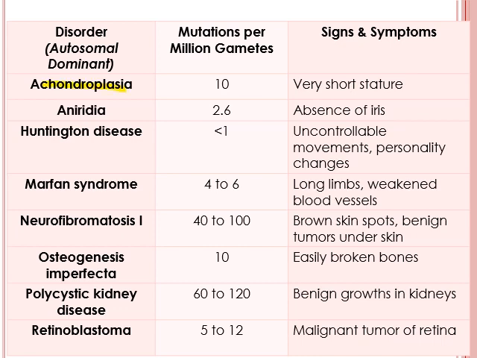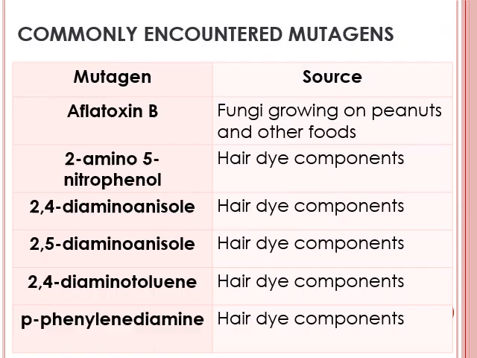Achondroplasia, mutations per million gametes, we have 10, causing very short stature. Aniridia 2.6, absence of iris. Huntington disease less than 1. Marfan syndrome is 4 to 6. Neurofibromatosis 40 to 100. Osteogenesis imperfecta 10, where bones can be easily broken. Polycystic kidney disease 60 to 120, benign growths in the kidney, and retinoblastoma 5 to 12, a malignant tumor in the retina.